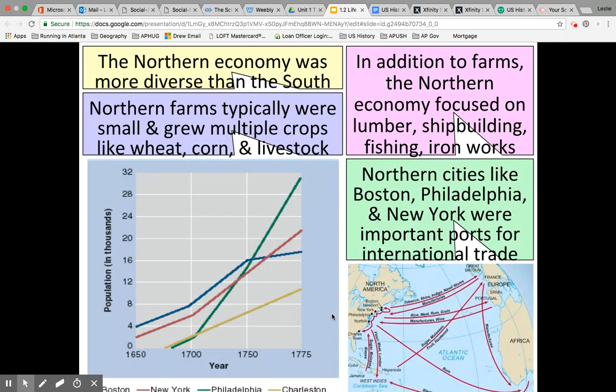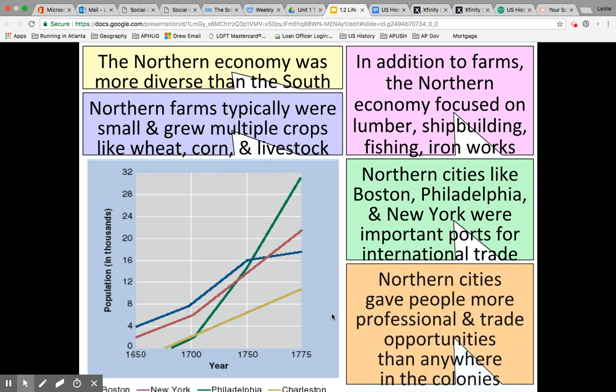We also see cities like Boston, Philadelphia, and New York become very important ports for international trade. And the northern cities, these large cities, gave people more professional and trade opportunity than anywhere in the colonies. So again, from very, very early on, places like Philadelphia, Boston, and New York are becoming hotbeds of industry and commerce, and giving people lots of opportunities to engage in lots of different types of professions.